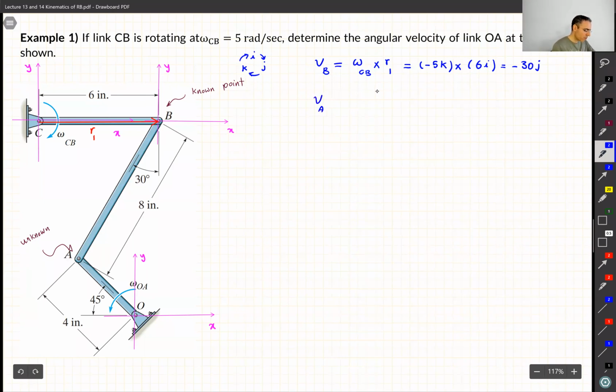What about velocity of point A? Well, velocity of point A is omega OA cross R. Where is R? I connect O to A, and let's call this one R2, just in order not to confuse them. Let's see what information we have. Omega OA, I don't know anything about it. I'm not sure if it is positive or negative, but in vector notation, I'm sure it is going to be something multiplied by k, right? Omega OA k, but we don't know if it is positive or negative. So this is a question mark for us.